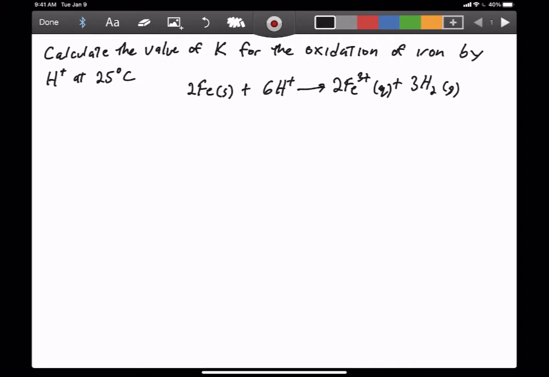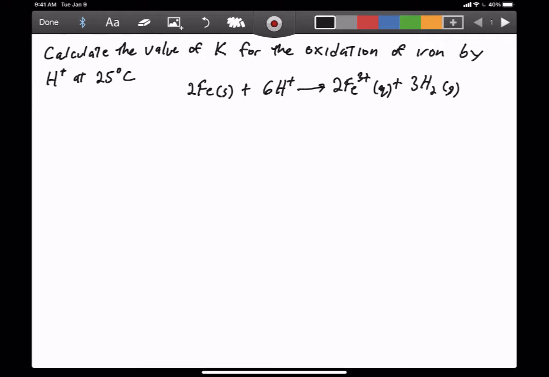All right, let's see how we work this problem here. We're looking for the value of an equilibrium constant K for a reaction, an oxidation reaction, where we've got iron metal getting turned into iron 3+. So we've got a single reaction here. We need to find the E0 cell for this reaction before we can look at calculating the equilibrium constant.